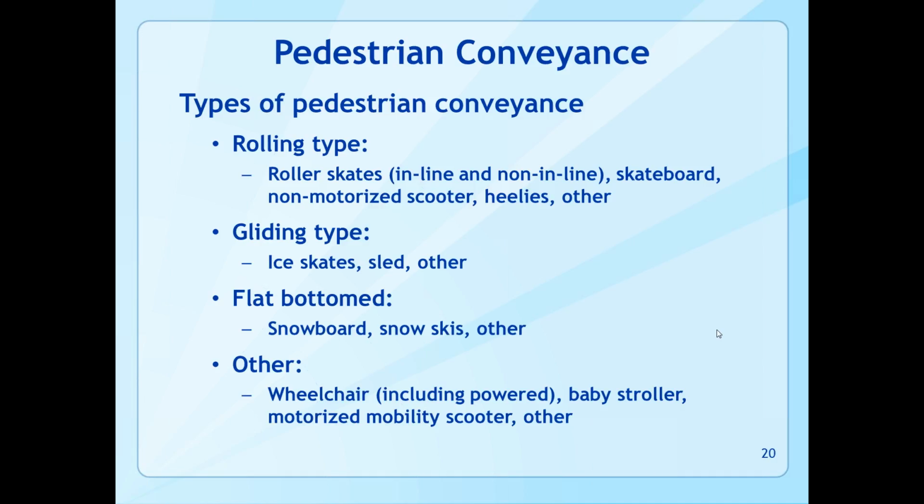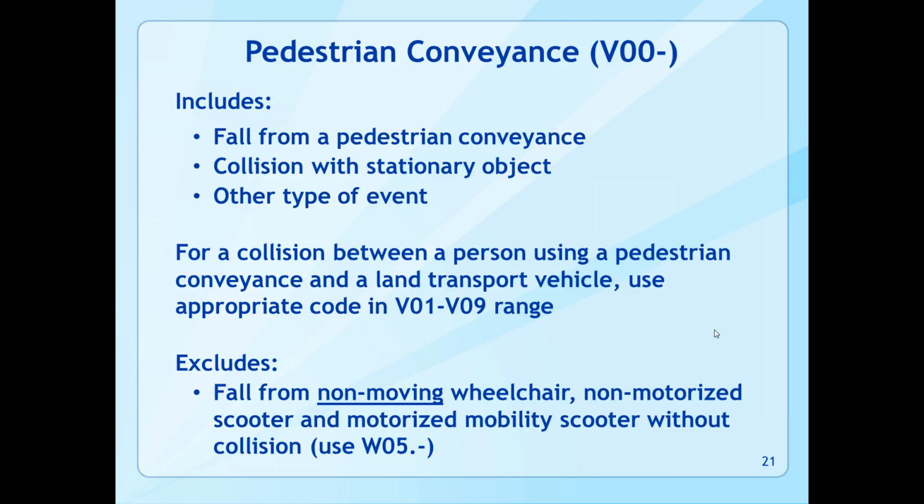And in ICD-10-CM, they've been grouped into different categories, such as a rolling type, which includes such things as roller skates, skateboards, non-motorized scooters, Heelys, that type of thing. There's a gliding type, which includes ice skates and sleds. There's a flat bottom type, such as snow skis and snowboards. And then there are other types of pedestrian conveyances, such as wheelchairs, baby strollers, mobility scooters, that type of thing. Next slide.